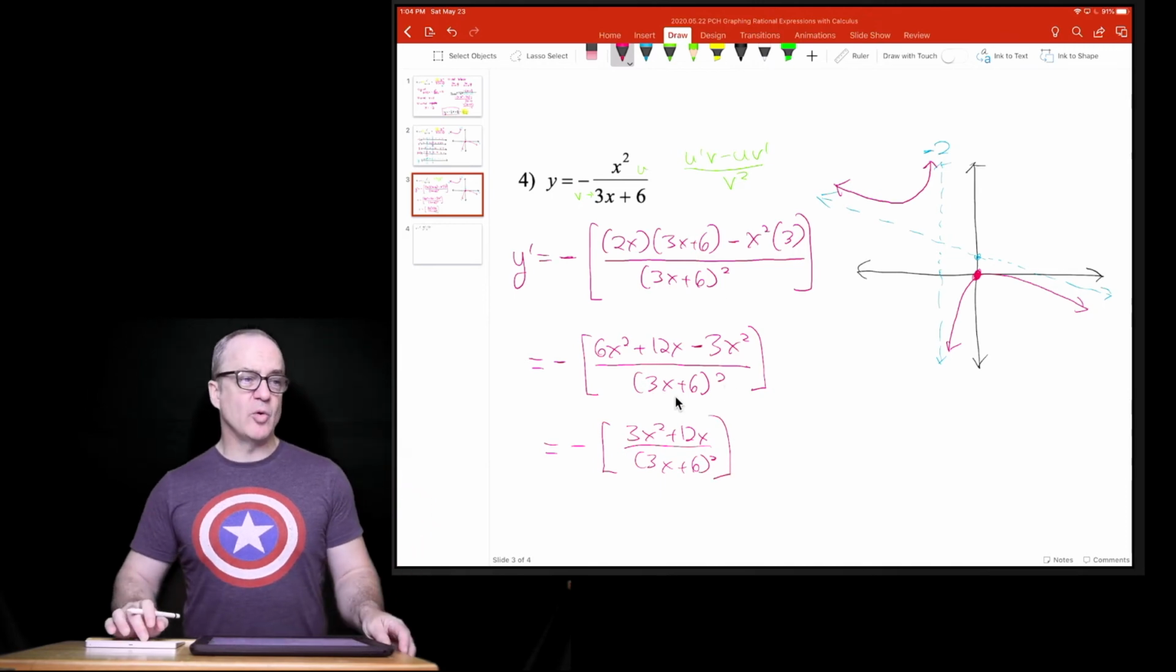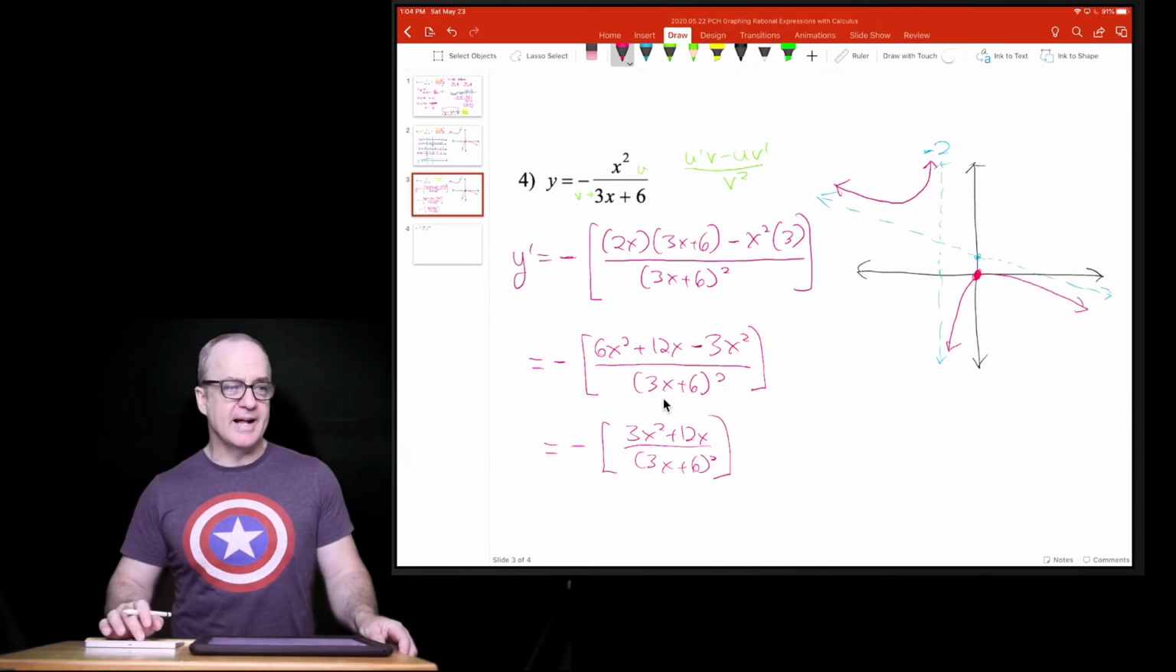Notice I didn't bother to FOIL or distribute out the denominator. On the quotient rule of polynomials, that's rarely a good idea. Maybe it'll disappear with a factor in the numerator on some problems, but usually it doesn't tell you anything. Leaving it in this form is usually best.